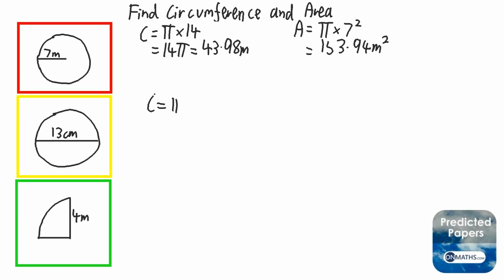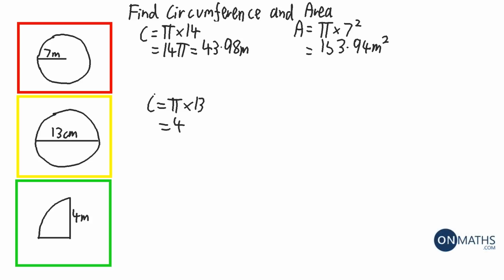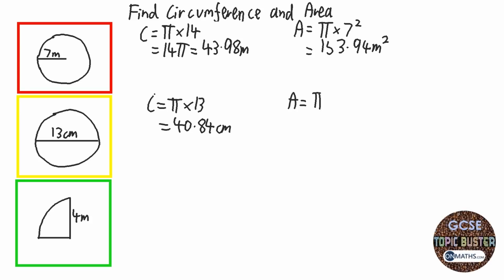Okay, circumference for the next one. So it'd be pi times 13, because we're given the diameter. So pi times 13 is 40.84, and that would be centimeters. And the area would be pi times r, which is 6.5 squared.